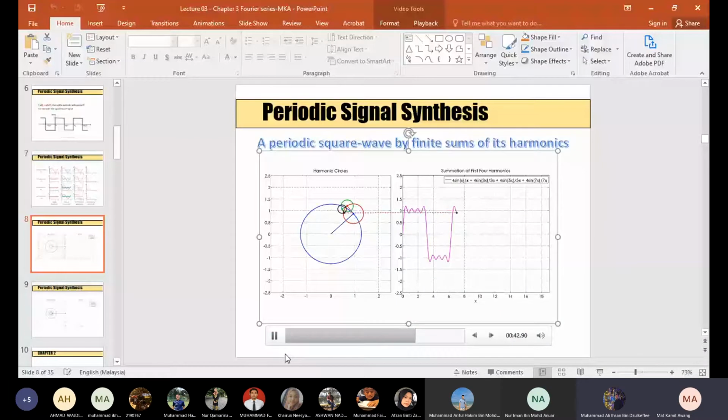Is the harmonic its amplitude? Harmonic is not amplitude. It's actually the frequency. The second harmonic is basically that it doubles the fundamental frequency. Third harmonic is basically it triples. Fourth harmonic is times 4. Right? Okay, understood.